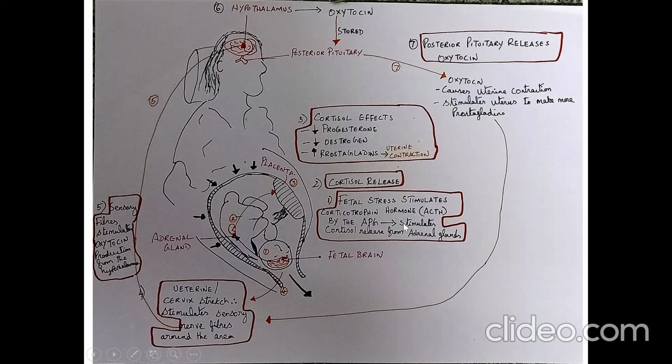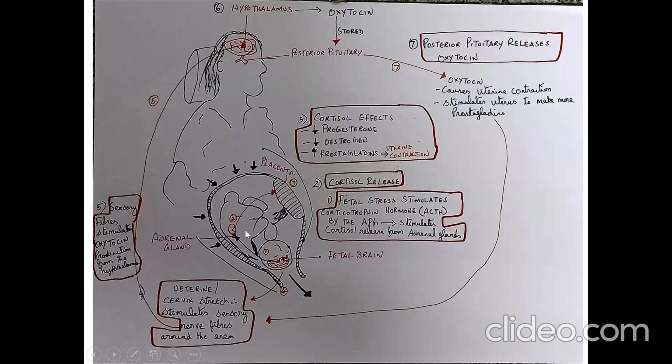And this adrenal gland releases the cortisol. When the cortisol is released, what are all the effects? What is the cortisol going to do? This is going to decrease the progesterone secretion, decrease the estrogen secretion, and increase the prostaglandins. Why is the prostaglandin getting increased? This prostaglandin is going to increase the uterine contraction, which helps to move the fetus head. Crowning of the head is going to happen. That is the reason.